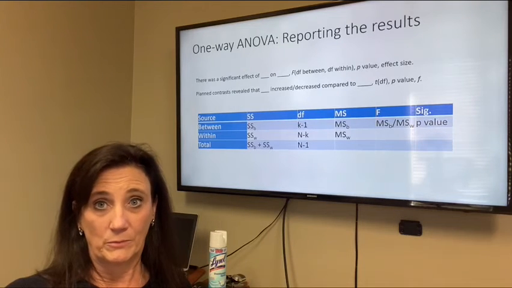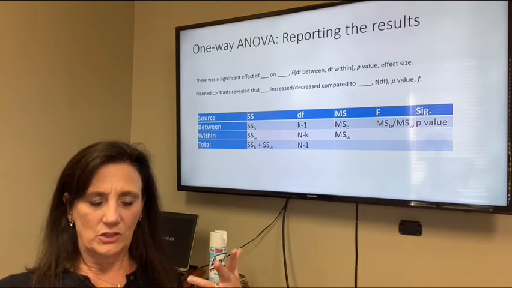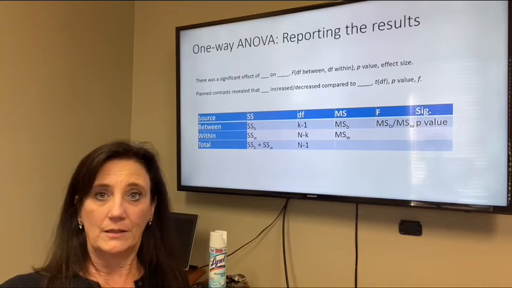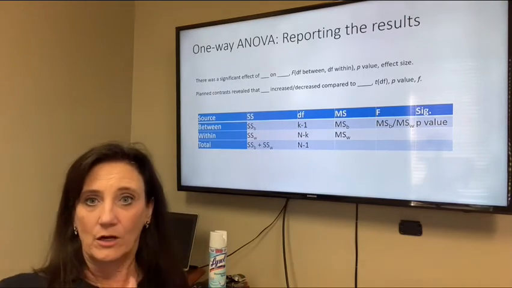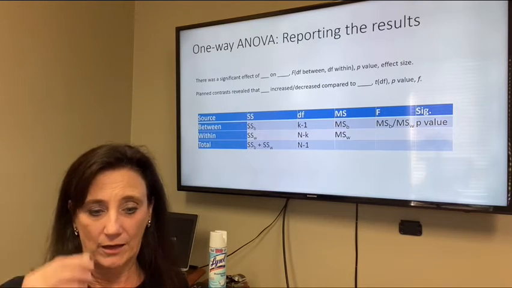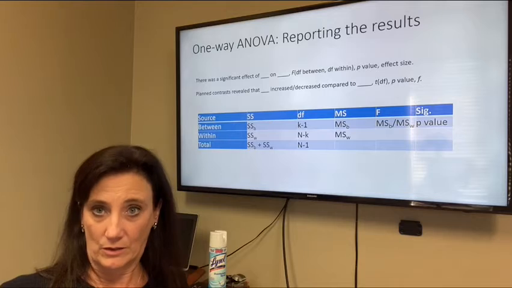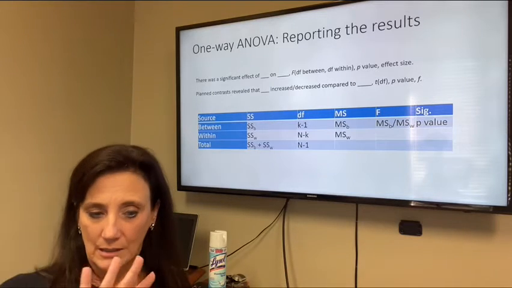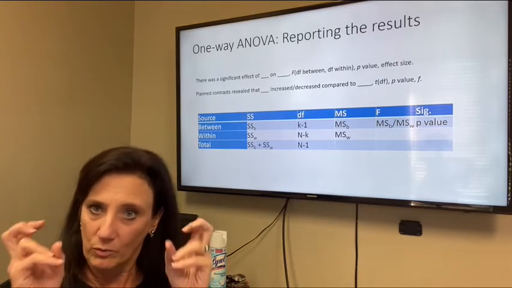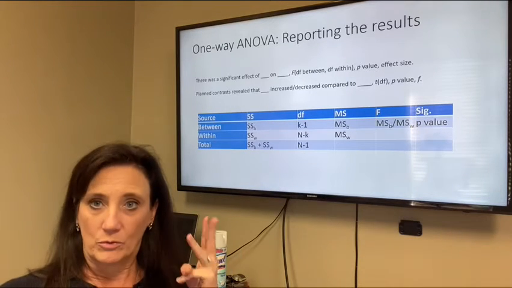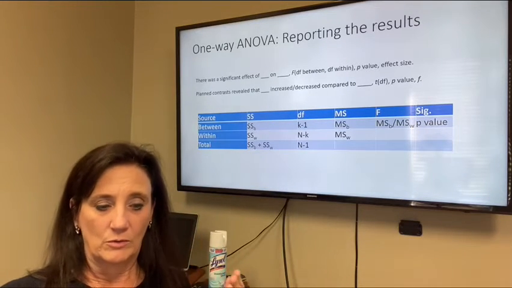Now we need to report our results. What I'd like to challenge you to do is to take this slide and go back and fill in all the information that you have from the previous slides on the one-way ANOVA results, and see if you can get this report written, so to speak, using this template. Okay, so there are 3 things that you've got to do in your report.